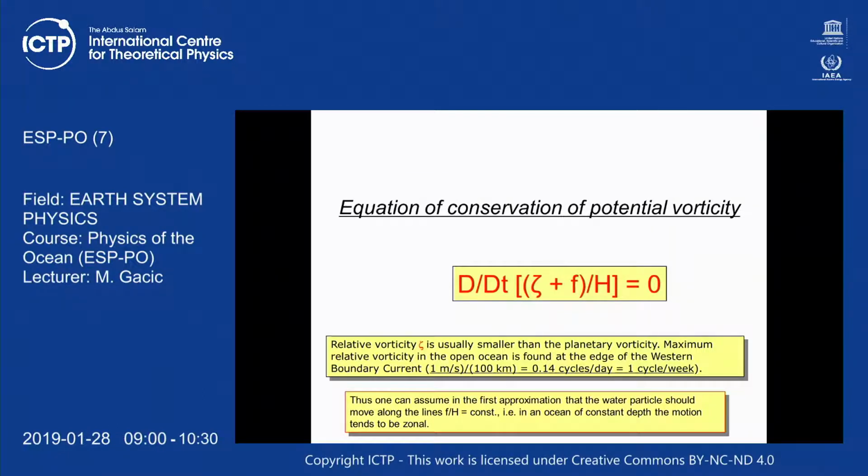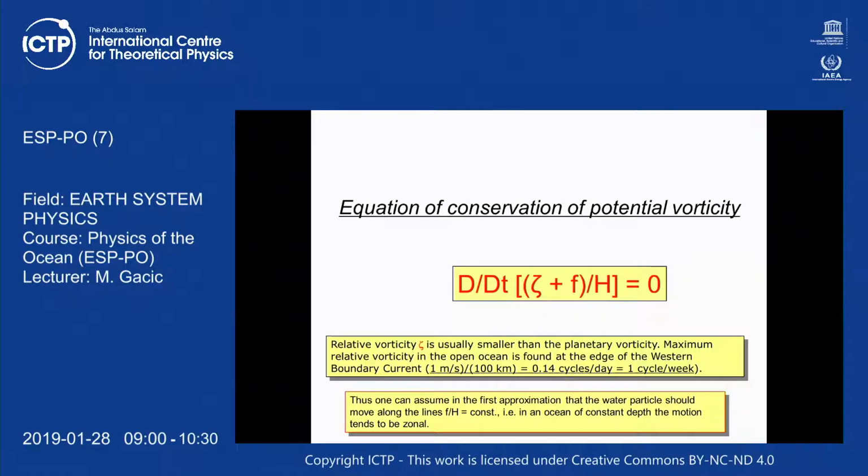So this is the equation of the conservation of potential vorticity, which simply says that along the path of the water column of a particle in the ocean, this thing is conserved. There is no change of the ratio between absolute vorticity and depth along the pathway of the water column.